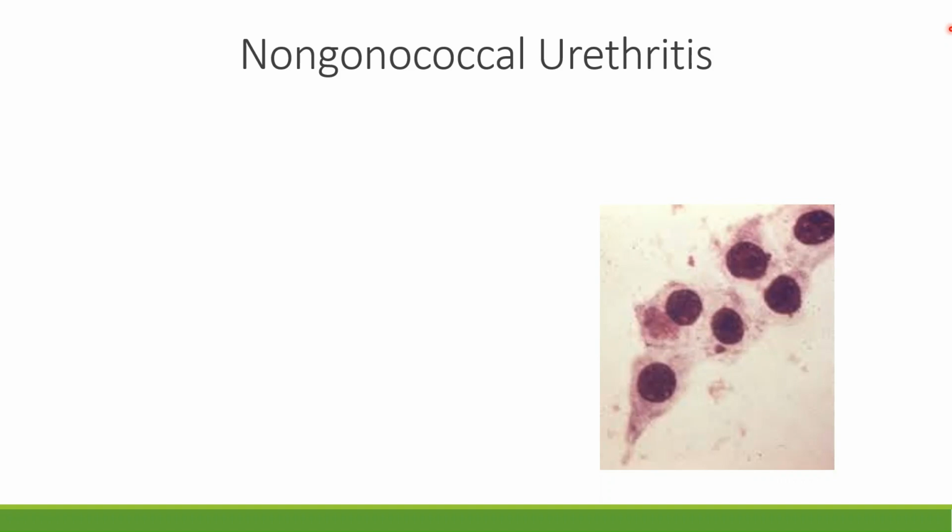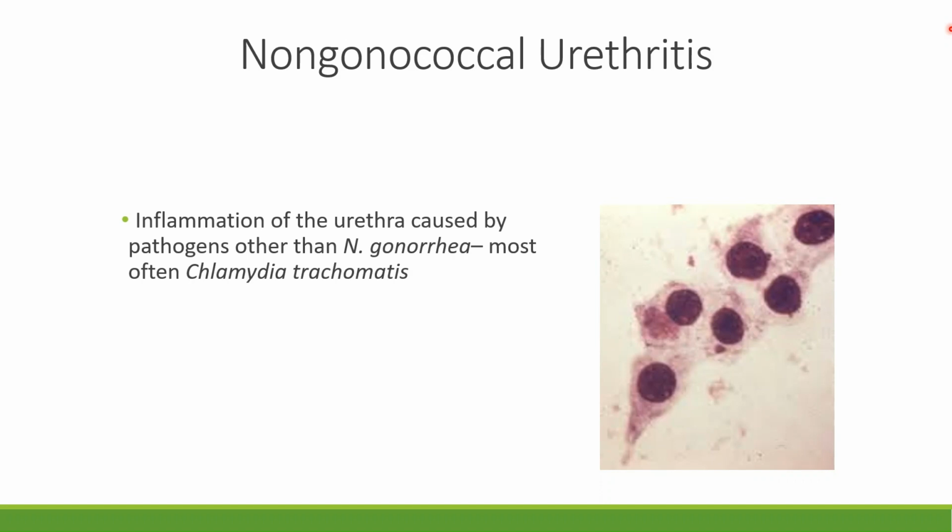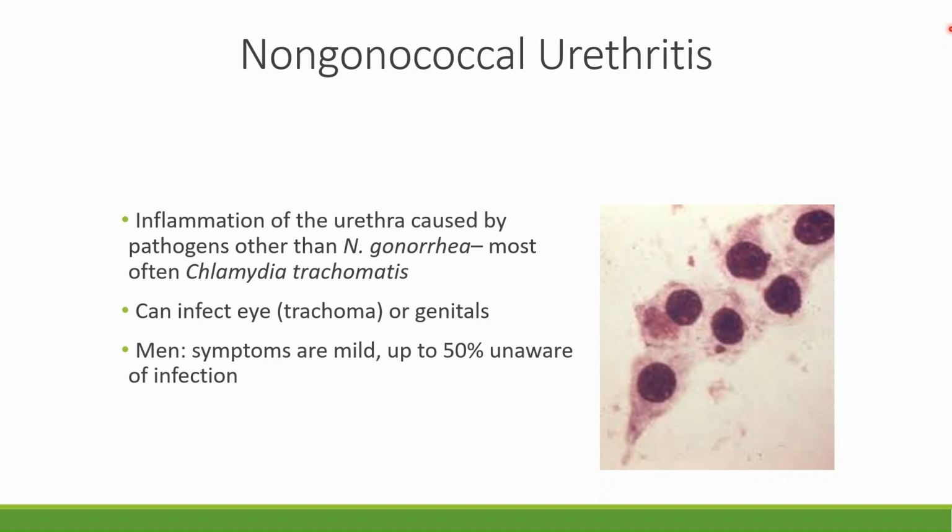We also have non-gonococcal urethritis, or sometimes just called NGU. This is also inflammation of the urethra that isn't caused by Neisseria gonorrhoeae. The most common cause is Chlamydia trachomatis, a bacteria that can infect the genitals and the eyes. In men, symptoms are usually mild if they appear at all. Up to 50% of infected men don't even realize that they have it. When symptoms do show up, they may include discomfort while urinating and a clear white discharge.